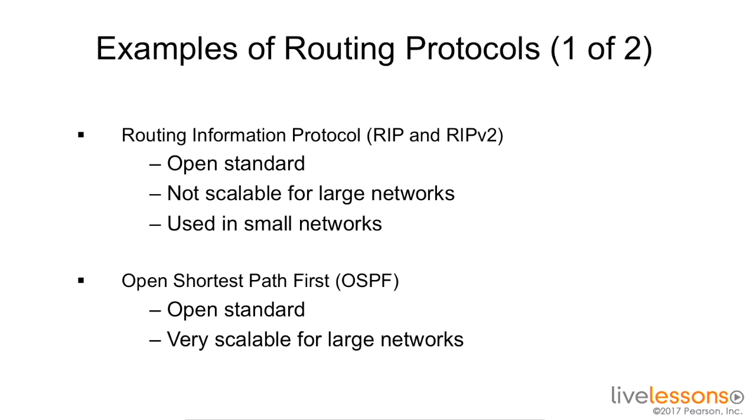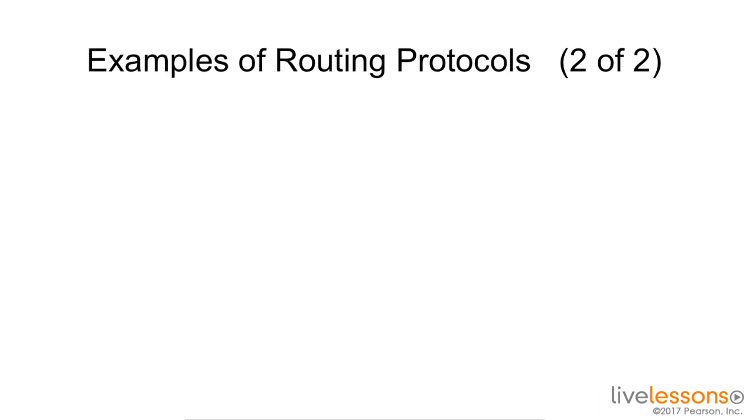The second routing protocol we're going to take a look at is OSPF, or Open Shortest Path First. OSPF is an open standard and is very scalable for large networks. We see this routing protocol used often in today's networks.